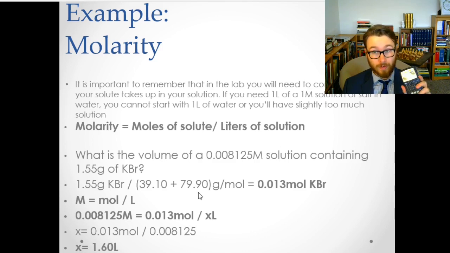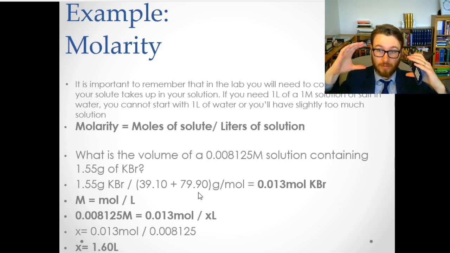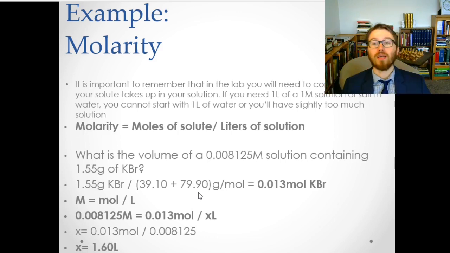So you take 1.55 divided by those molar masses, and you get 0.013 moles of KBr. All right, so that gives us our moles, and we have molarity, and we're solving for liters. So now it's just Algebra 1, your favorite class you ever took. So molarity equals moles divided by liters.